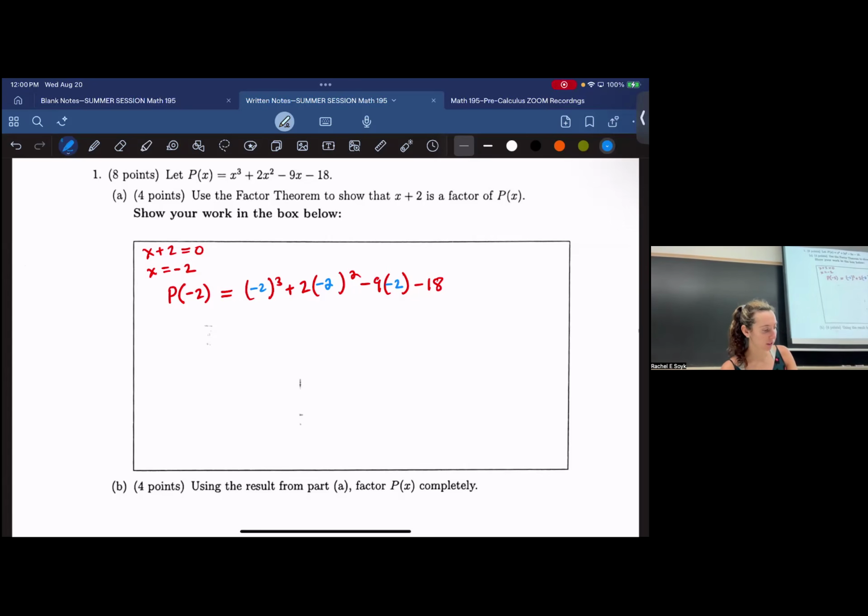-2 to the third power. -2 squared times 2. -2 squared is 4 times 2 gives you 8. And then -9 times -2. And -18. Ooh, what happens? All of this shoots to 0. So is x plus 2 a factor? Mm-hmm.